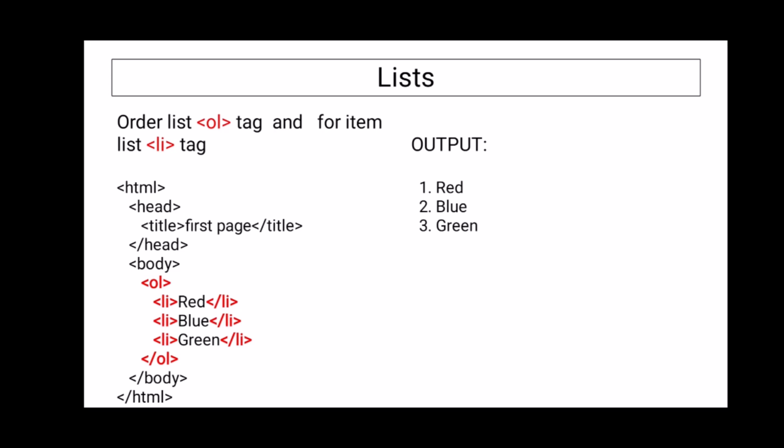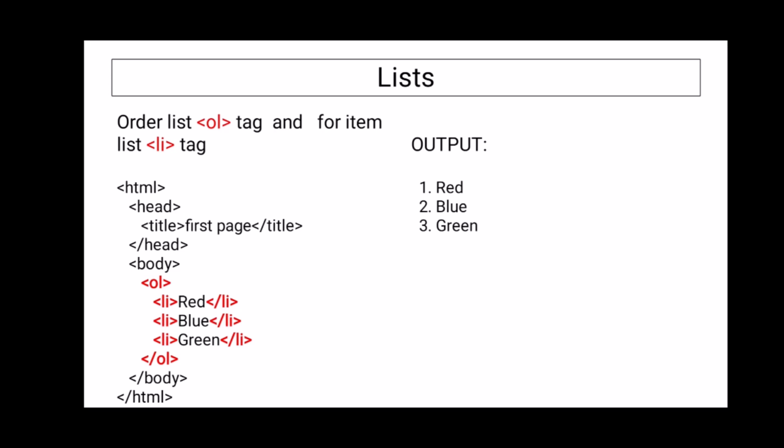As usual, the HTML program starts and ends with the HTML tag. Inside that, there's a head tag, which holds non-visual elements. There's a title tag as first page, followed by the head tag. There's a body tag. Inside the body tag, there is an OL tag, which is the ordered list. Inside the OL tag, there is the LI tag, which is the list item. Red, green, blue are the outputs which are automatically marked with numbers in the output.